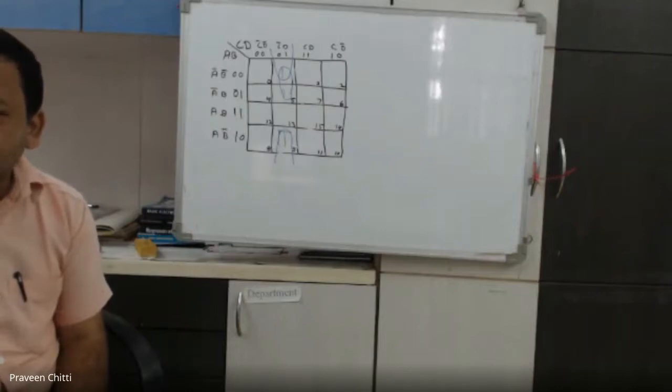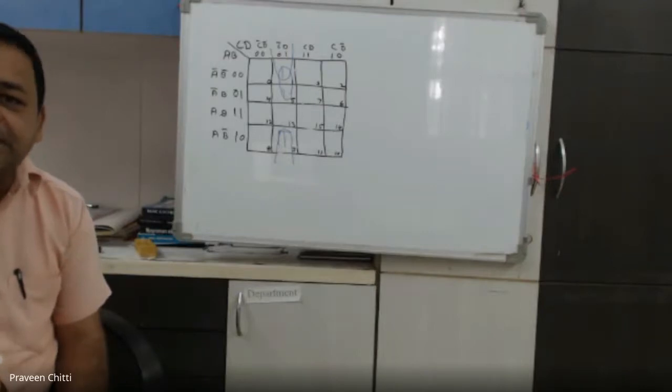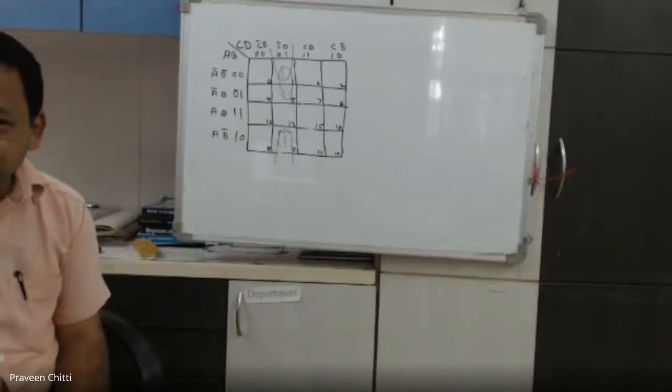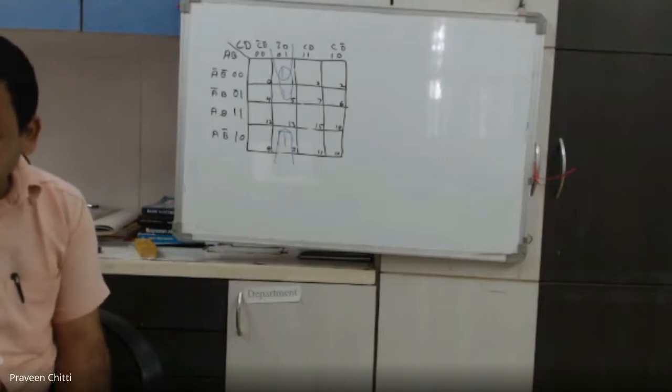Sridhar, can you explain what is folding in K-map and what do you mean by overlapping? Combining the adjacent variables, that's what we are doing, that is grouping.